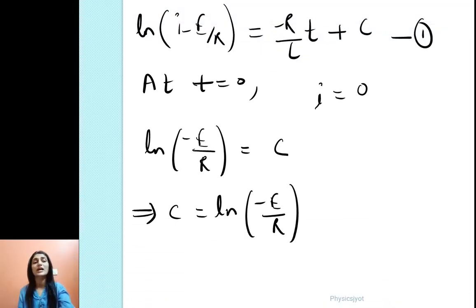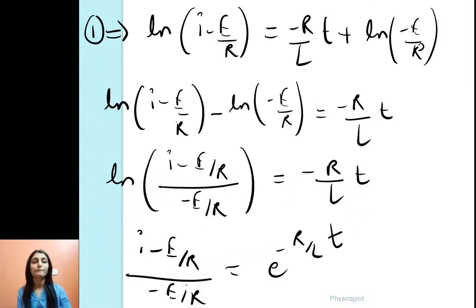We know that C is a constant of integration, and for finding the constant of integration we have to substitute initial conditions. At t equals 0 we have current equal to 0. So we substitute this value. We get log of I is 0, so I get log of minus E upon R. This t is 0, so this term becomes 0, equals C. So basically I am getting C equals log of minus E upon R.